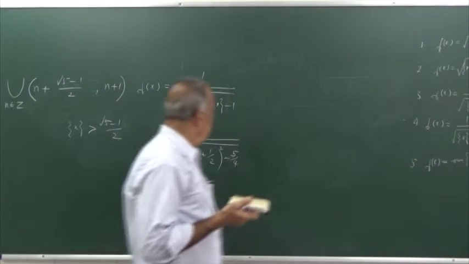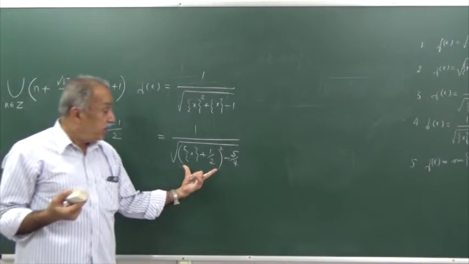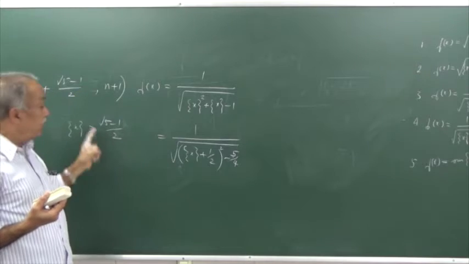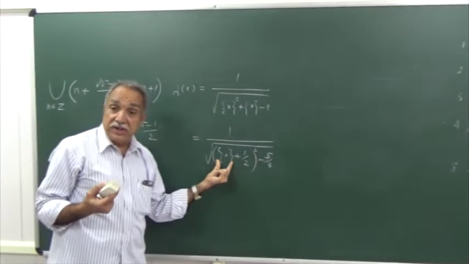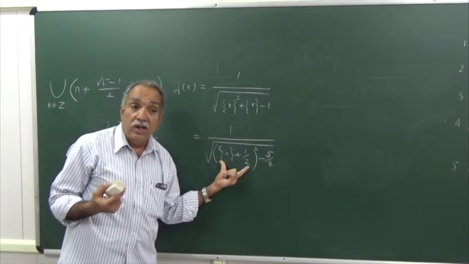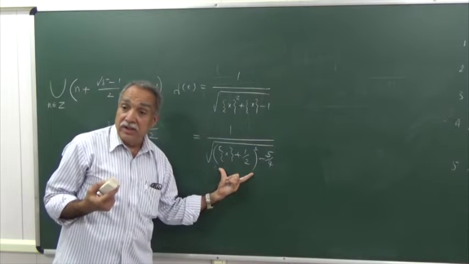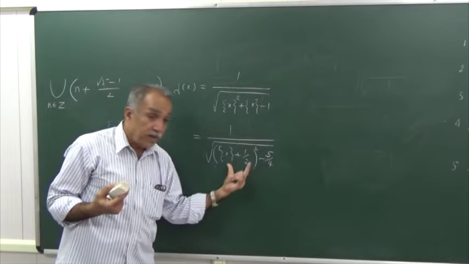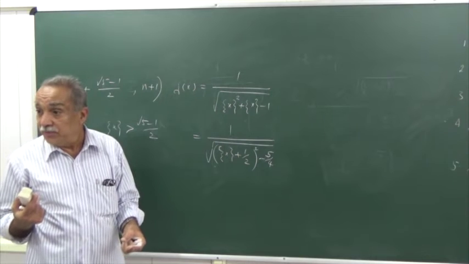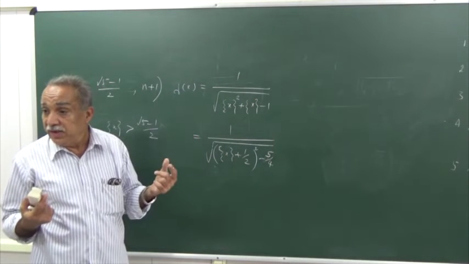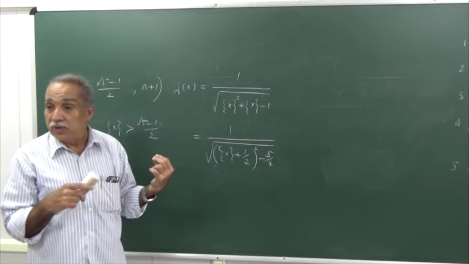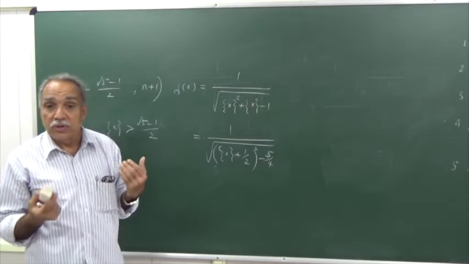Range. Range is the set of all values attained by this function. Our fractional part is always greater than root 5 minus 1 by 2. So this is always greater than root 5 by 2. This is greater than 5 by 4. A number greater than 5 by 4 minus 5 by 4 is greater than 0. Reciprocal of 0, infinity. Our range will consist of numbers less than infinity. Upper bound is infinity. What about the lower bound?